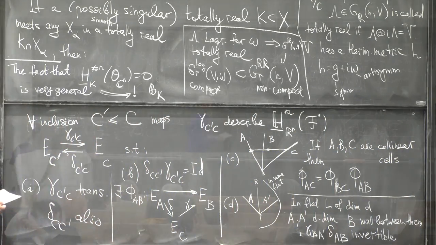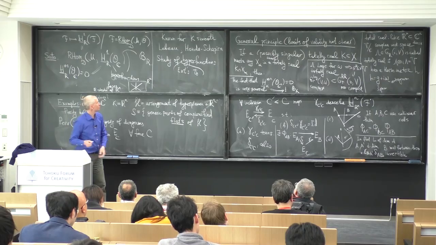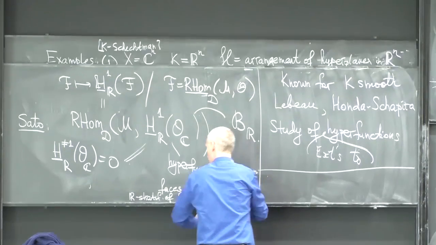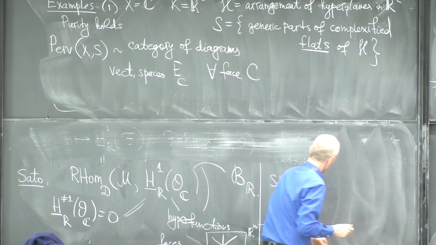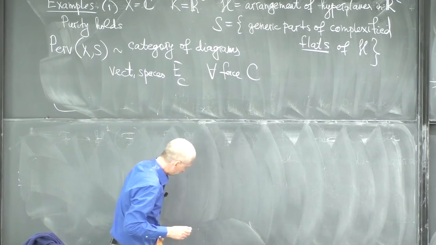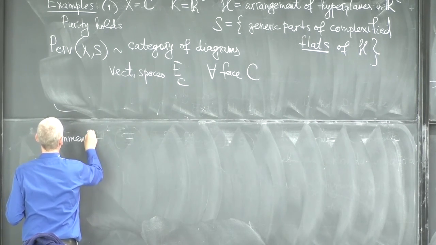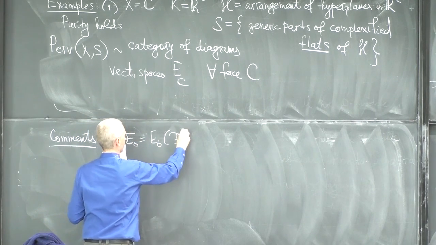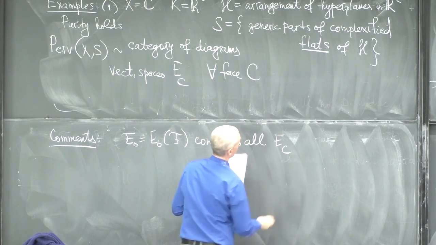So those are explicit conditions which describe the category of perverse sheaves. Let me make a little comment here, or maybe I'll do the comment on this board. So let's have some comments. E0, which is E0 of F, is the biggest. So it contains all E C by those embeddings.